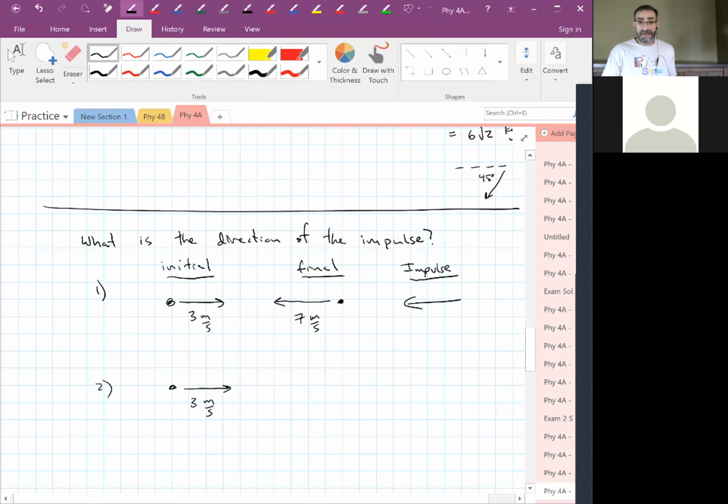Or you could say, instead of saying impulse is the average force times the time, say impulse is the change in momentum, and look at the change in momentum there. You'd get it was to the left. Now we've got our object coming in, same object, but now it comes out moving at 4 meters per second in the upward direction.